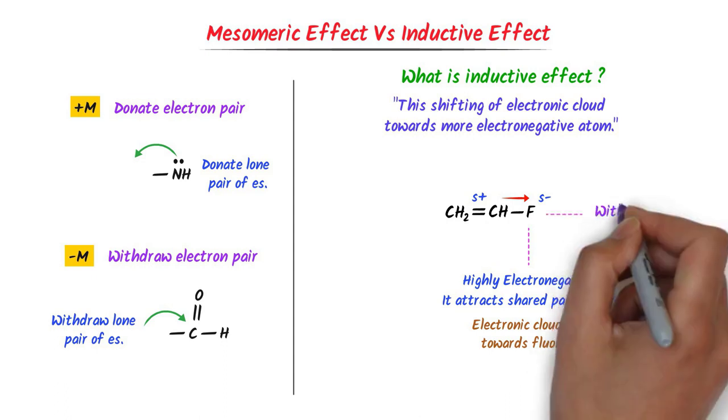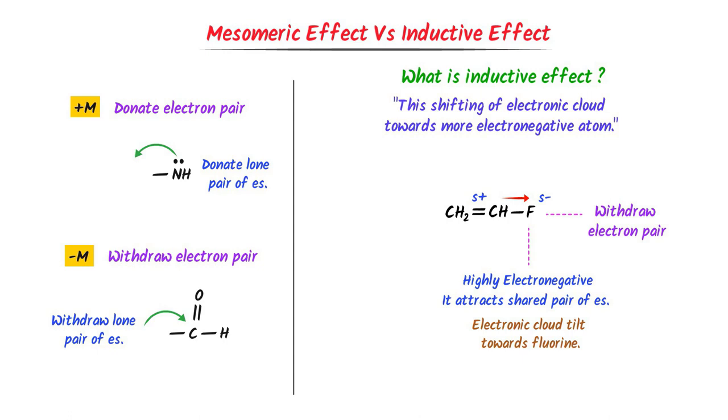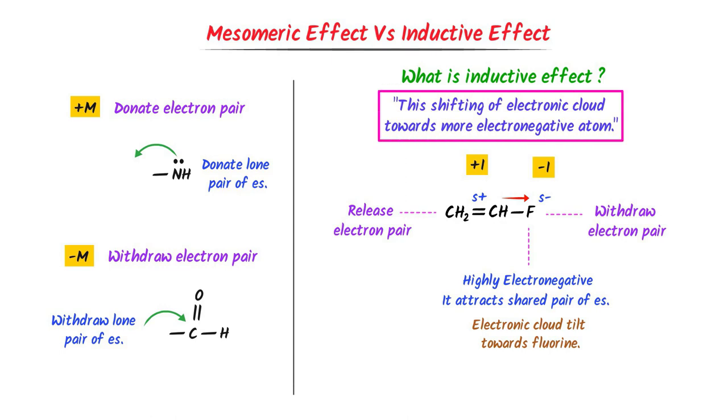Here, this fluorine is known as an electron withdrawing group and we represent it by negative I. While this is an electron releasing group and we represent it by positive I. Thus remember that inductive effect is the shifting of electronic cloud towards the more electronegative atom or group. If you want to learn more about inductive effect, watch our lecture and its link is given in the description.